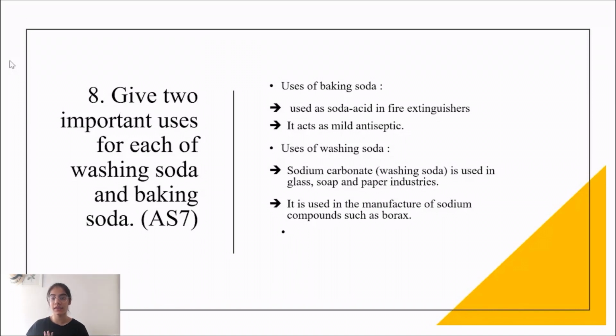When we were discussing the family of salts, we discussed at least 4 uses each of baking soda and washing soda. Using them, you can write any 2. In points, uses of baking soda can be: it is used in fire extinguishers as soda acid, and it is a mild antiseptic. Washing soda is used in glass, soap, and paper industries, and washing soda is used to make other sodium compounds such as borax.